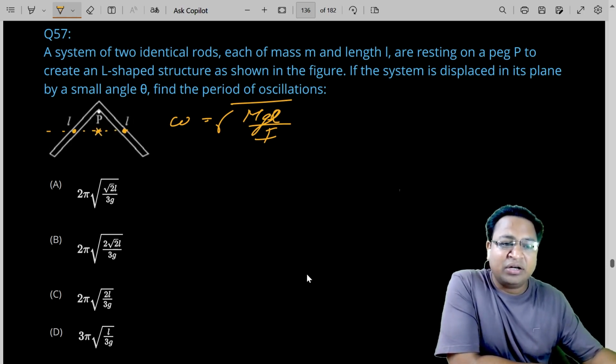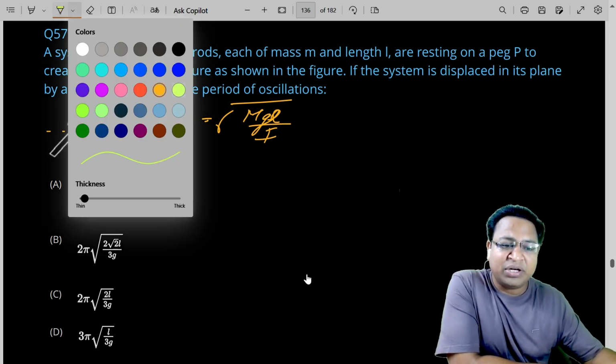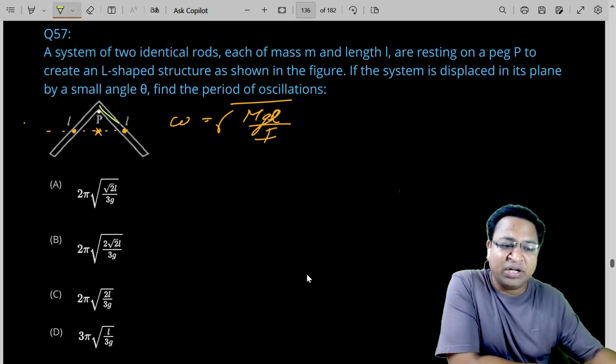All right. And not only that, if you pay attention, finally we can figure it out that this distance would be L by 2, and therefore this distance is the value of l that we have to substitute here.